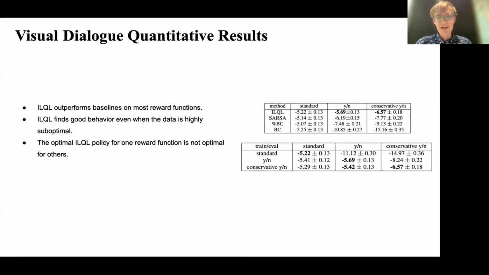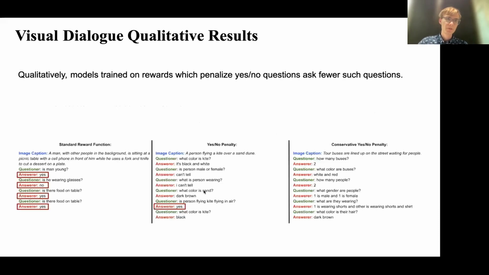We also see, as just a check, that if we optimize ILQL for one reward function and evaluate it on the others, it's really suboptimal. So it's learning something different if we train it for one function is essentially what this is saying. That's what this table is showing. If we optimize for the standard reward function, we do really poorly on these yes/no rewards. Whereas if we optimize for the yes/no one, we're more specialized to that utility. And then qualitatively, we do see the yes/no models learn to ask fewer yes/no questions. So it does what we expected essentially.